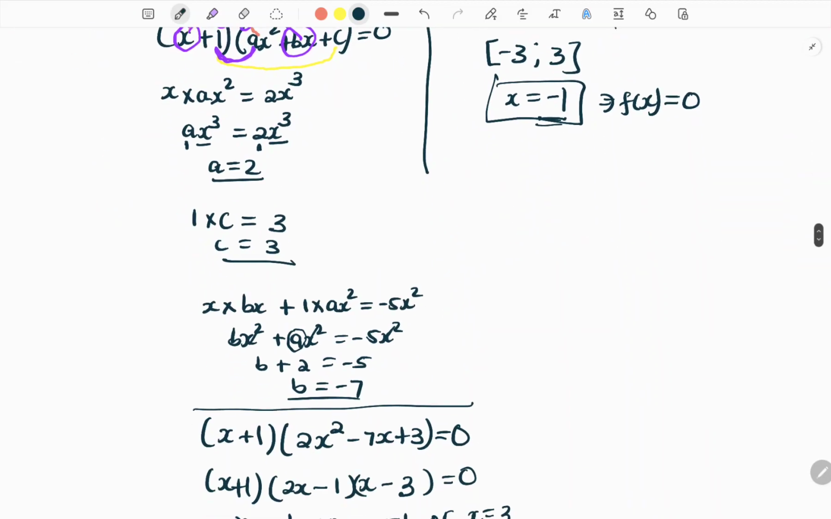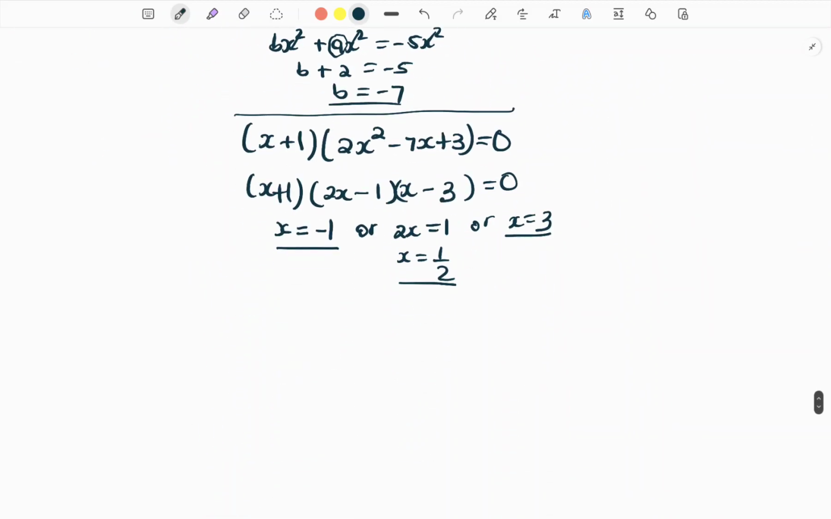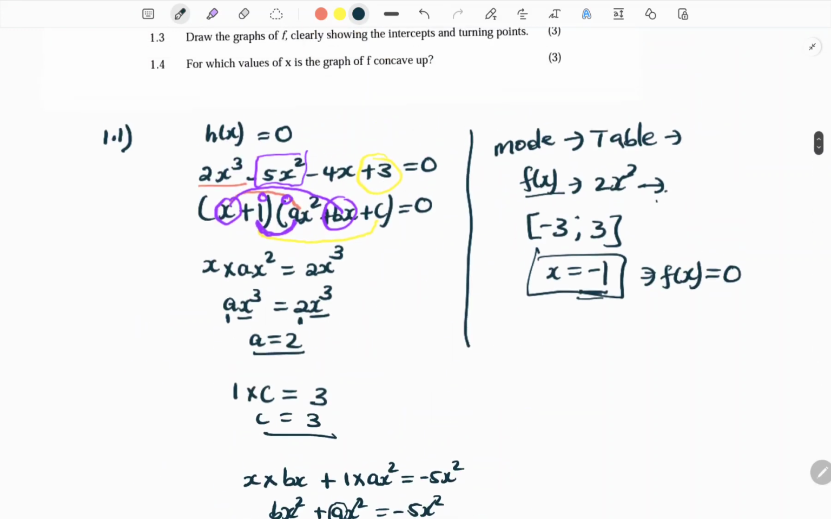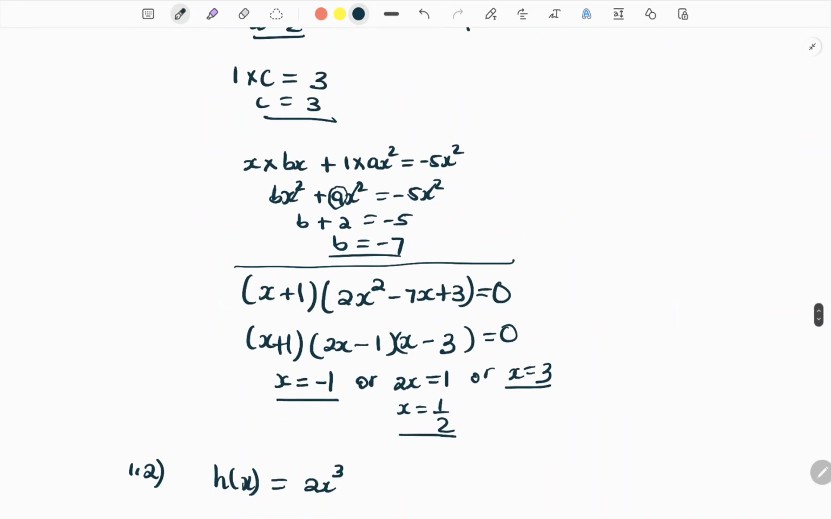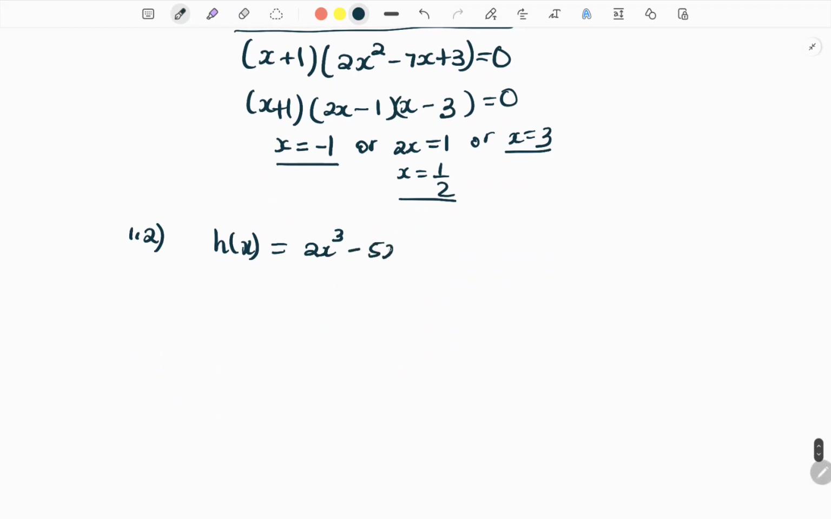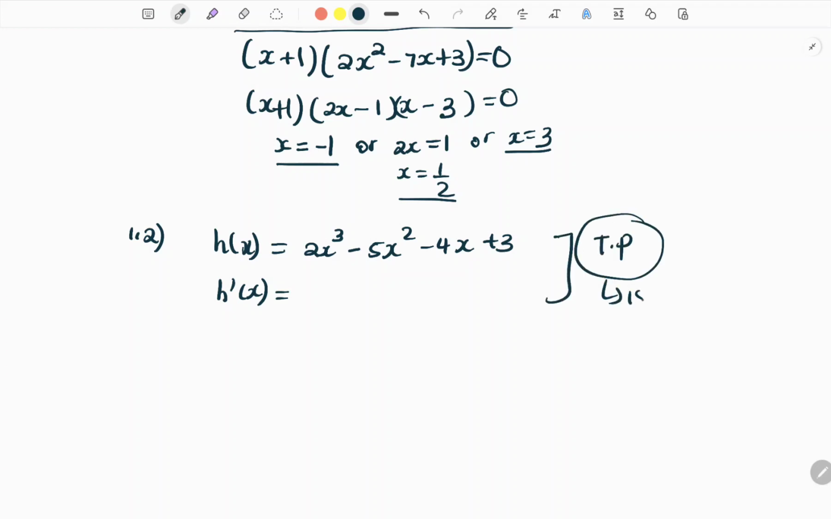So guys, for the turning point, you are going to differentiate your function. So you have h of x is equal to 2x cubed minus 5x squared minus 4x plus 3. You're going to differentiate the function to get the maximum and the minimum, which is the turning point. So it's going to be the first derivative. Always for the turning point, TP of a cubic function, it is the first derivative.